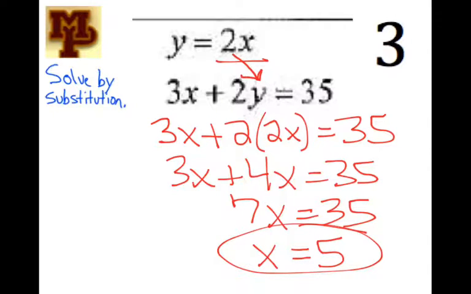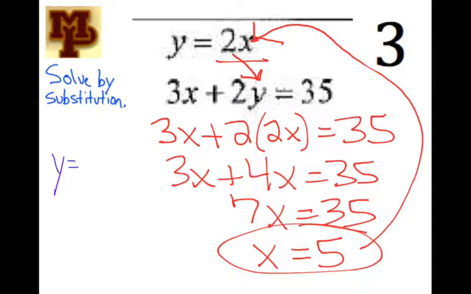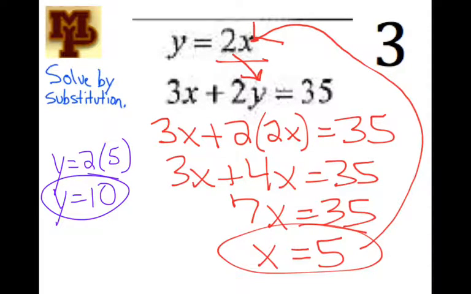So we got 5, and then we want to figure out what the y is. So we're going to go ahead and plug that in. So y equals 2 times 5, and so y equals 10. Put the two together, it's 5 comma 10.